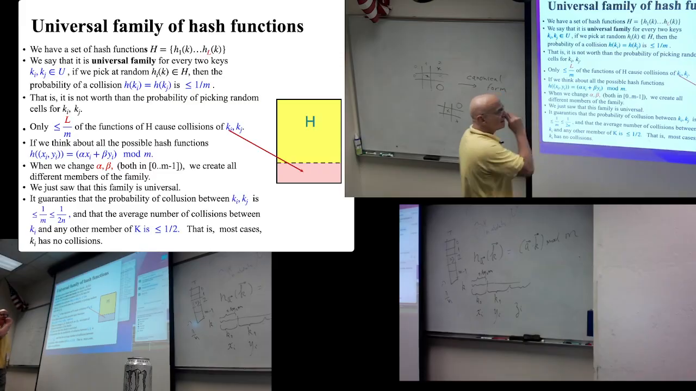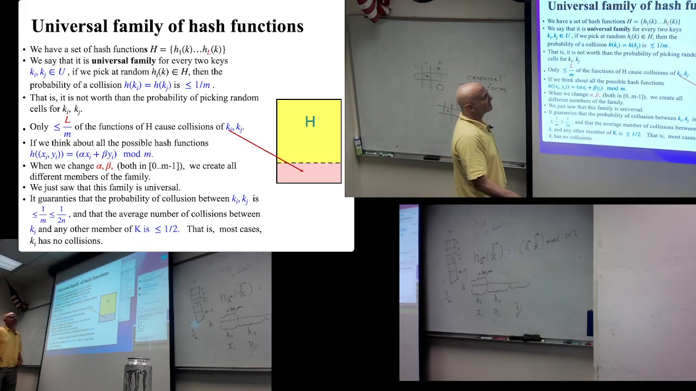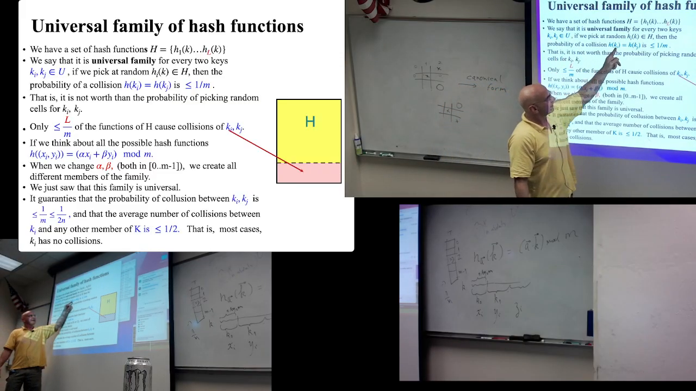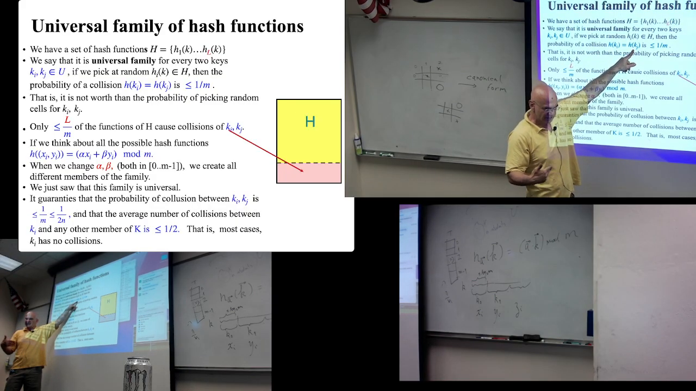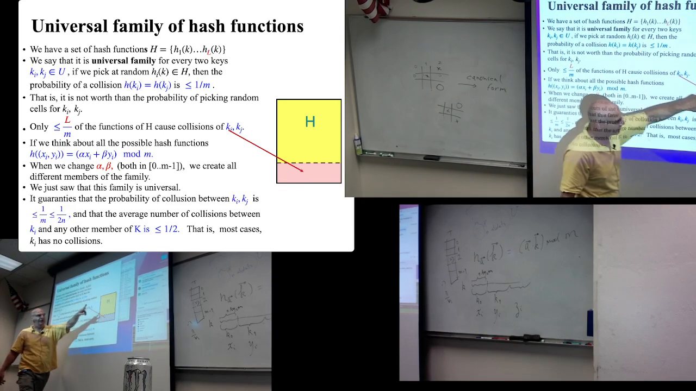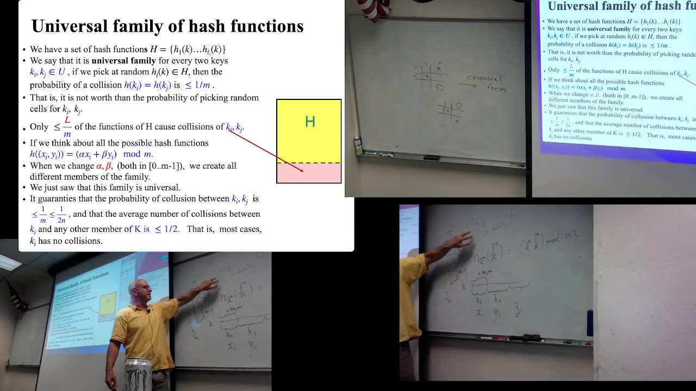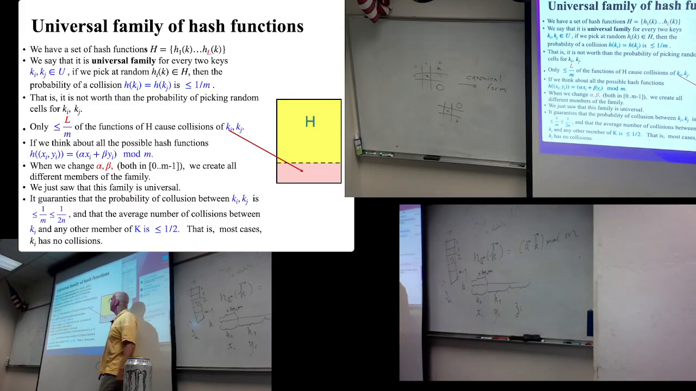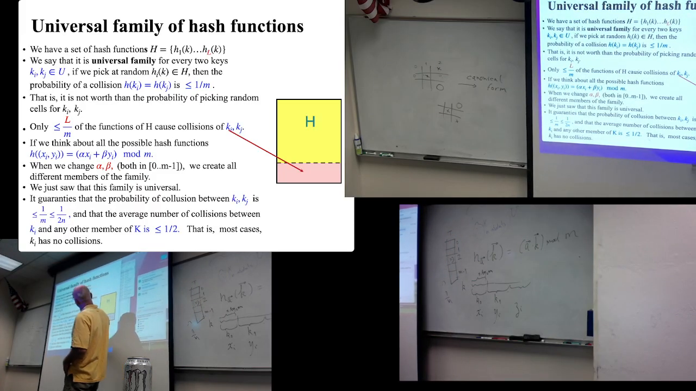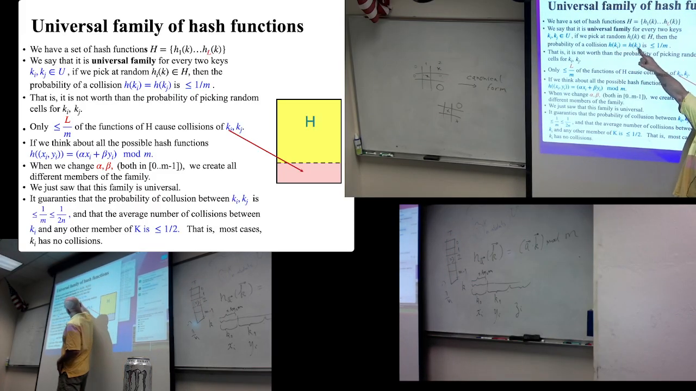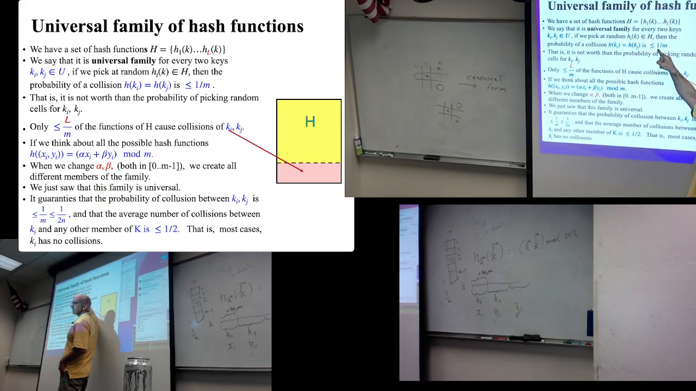Okay, so a universal family should give us exactly this property. Take every two keys, ki and kj. There are students that are not at the university yet. There are possible keys in the universe that are maybe the students that are going to appear. The probability of a collision between them should be smaller or equal than 1 over m.